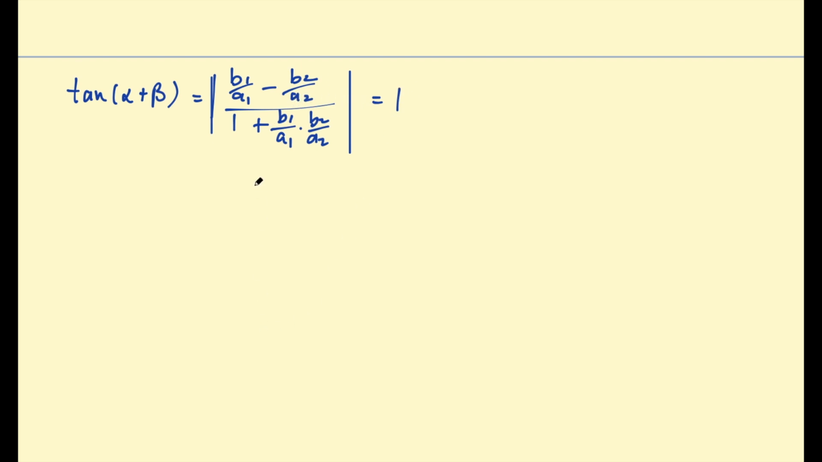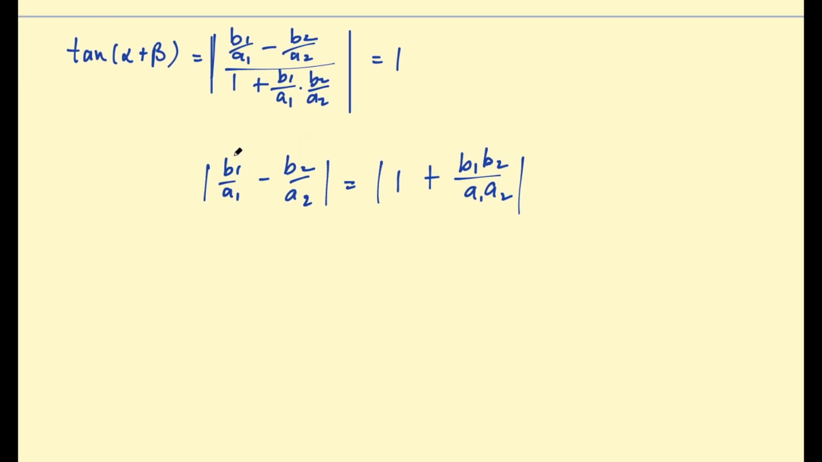So because all of this equals 1, we can multiply the right-hand side by the denominator. So we get B1 over A1 take B2 over A2 equals 1 plus B1 B2 over A1 A2. And I'm sure you can manage the algebra from here, so I'll run through it fairly quickly.